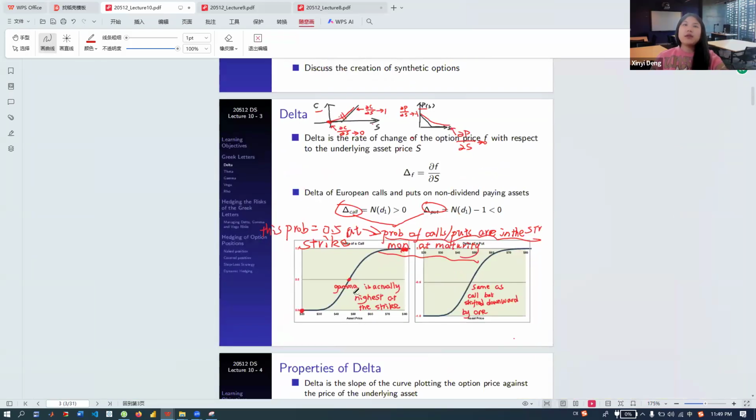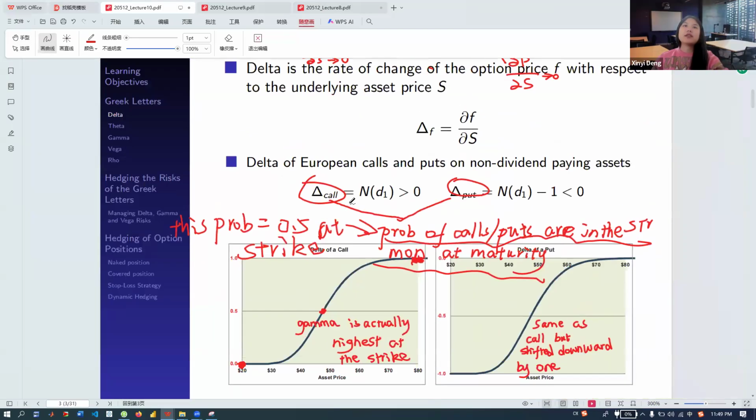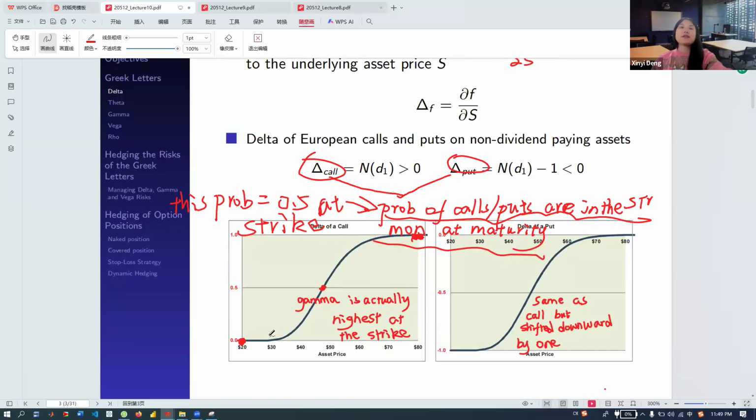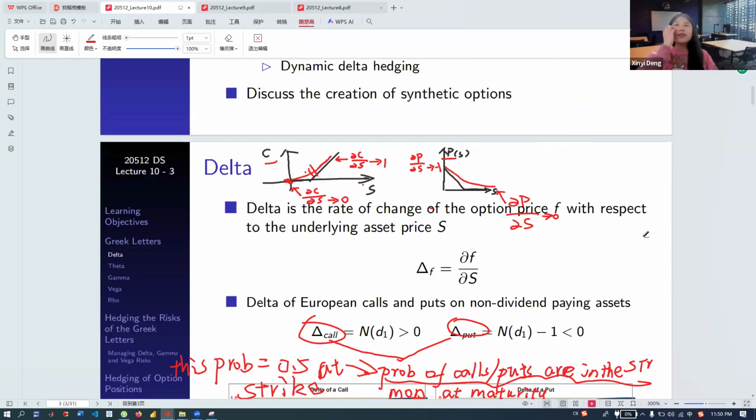Then, by discussing this top left figure and bottom left figure, we know that for the delta of the call options, it just goes from 0 to 1, so it's positive, and at the strike it's equal to 0.5. Then we can also get a feeling about the delta of put options again by looking at the slope of its total value.